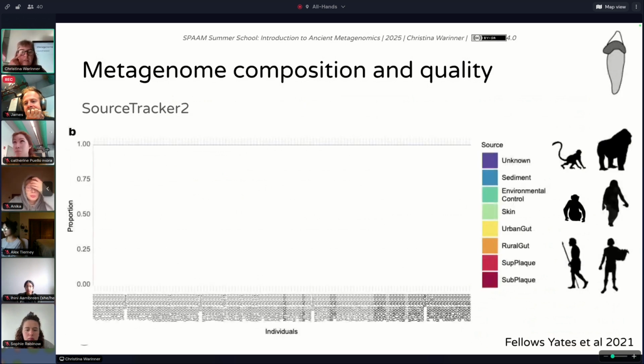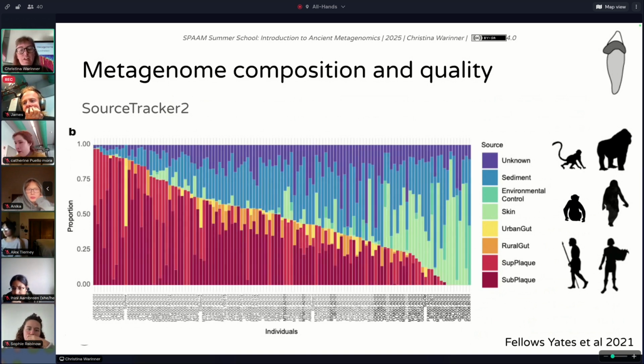these sources. So here's an example using Source Tracker 2 from one of James's papers, where we were looking at dental calculus from a variety of ancient humans and also historic collections of primates. And colored in red are sources that relate to the human oral cavity, so subgingival plaque or supragingival plaque. And then things like in the greens and blues are things like skin, environmental control, and sediment. And this is dental calculus that we're analyzing.